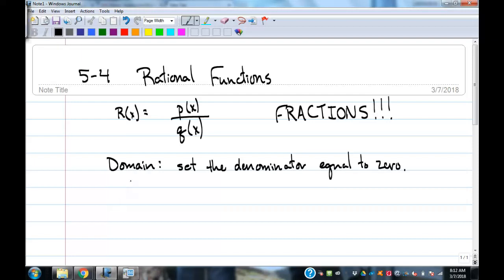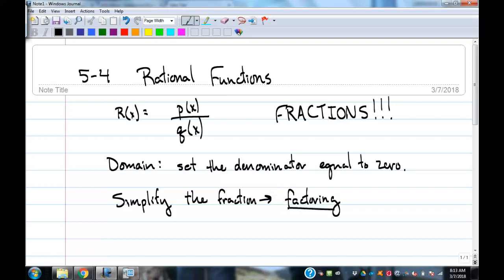Then the next step is to simplify the fraction. If you're going to simplify a fraction that has polynomials in it, then it's going to take factoring. That's going to be your method for simplifying. You're going to factor the numerator, factor the denominator, and then go from there. When you find the domain by setting the denominator equal to 0, you're better off using factoring to solve that if possible. Most of the ones you're going to see will factor in some way.